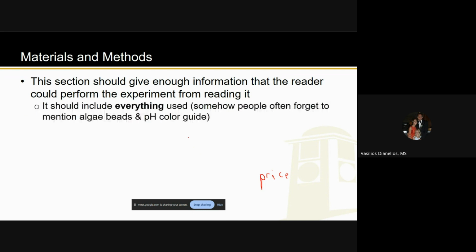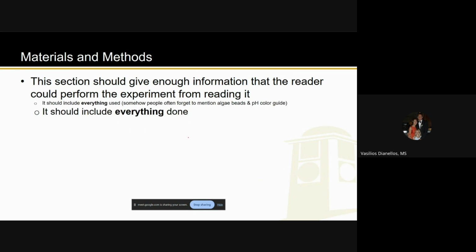Materials and methods. Here we go. So again, I basically said this. You should include everything that you used and everything that you did. And again, this first bullet point, that's what you're looking at, right? Someone should be able to read it and understand and be able to recreate your experiment.